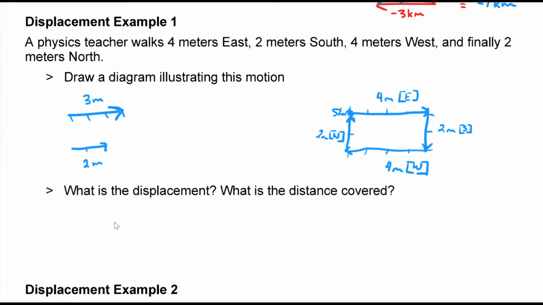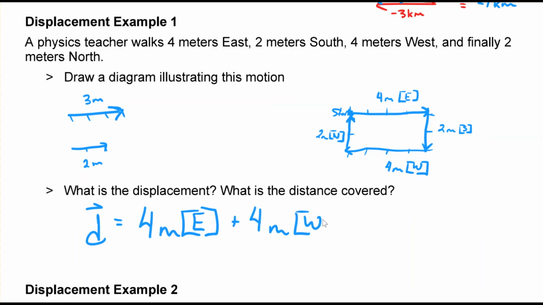What is the displacement? Well, the displacement is all of these vectors added up. Let's think about this. I went 4 meters east, but then eventually I went 4 meters west. So 4 meters in the east direction plus 4 meters in the west direction. Well, those are opposites, right? That's like positive and negative, and so they cancel out with each other. So we really didn't go anywhere, at least with the east-west.